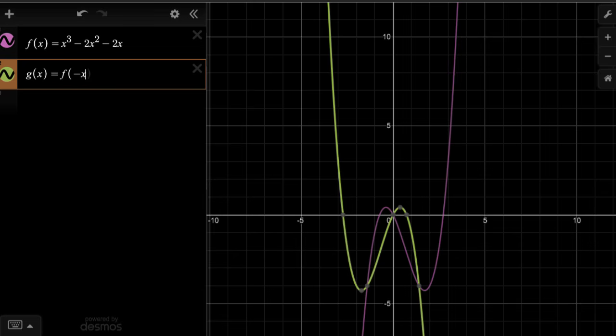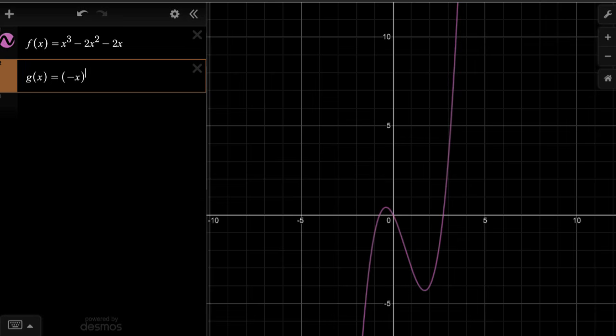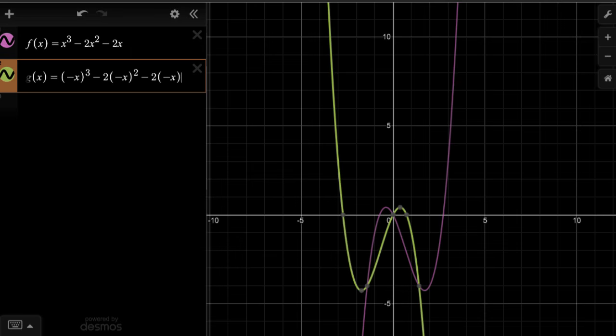Now, the other way we could have done that, just to make it clear, that's the same thing as negative x to the third power minus 2 times negative x squared minus 2 times negative x. And of course, we could simplify that expression, but notice, it has the exact same idea.